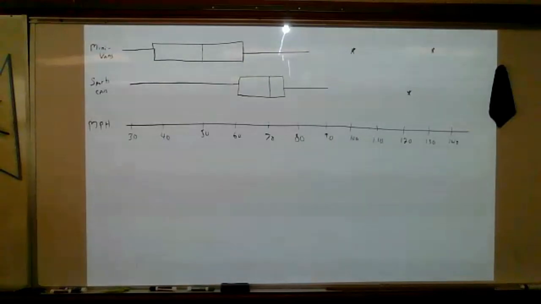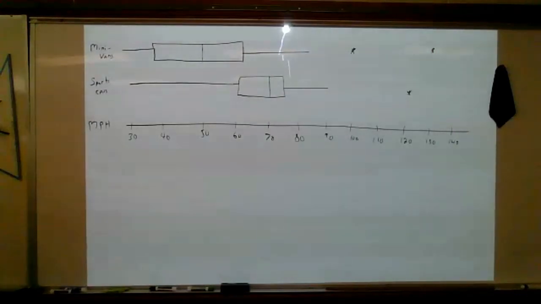What do we think? Which one has more observations? This is an easy one. Garrison. Minivan. Why? Because you have more data in your 50% of data than you do sports cars. Okay, how do you know? Because it covers more space on the graph or the line.